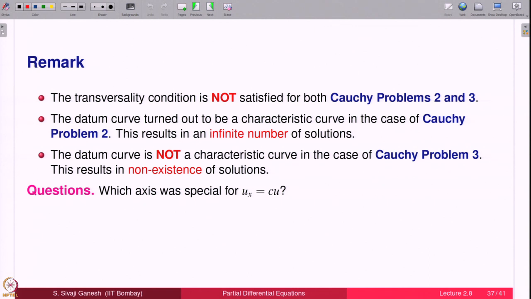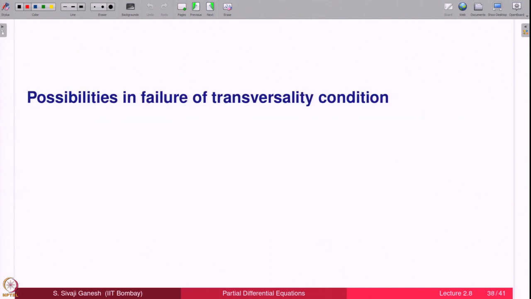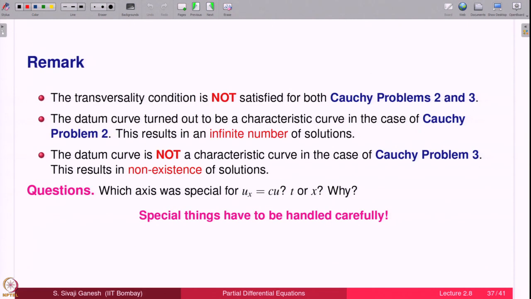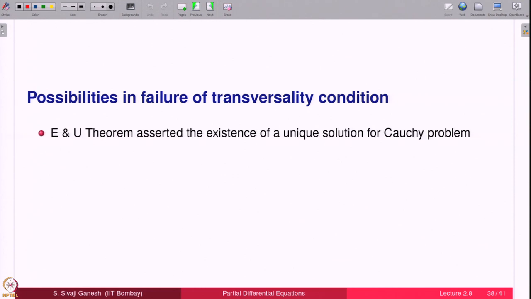Now, let us answer the other part. Which axis is special, t or x and y? Special things have to be handled carefully. So you answer this question for yourself, because the answer lies in the fact that special things have to be handled carefully. If something is not special, it does not matter, you give anything you want, there is no problem. So the existence uniqueness theorem asserted the existence of a unique solution for the Cauchy problem if the transversality condition is satisfied.